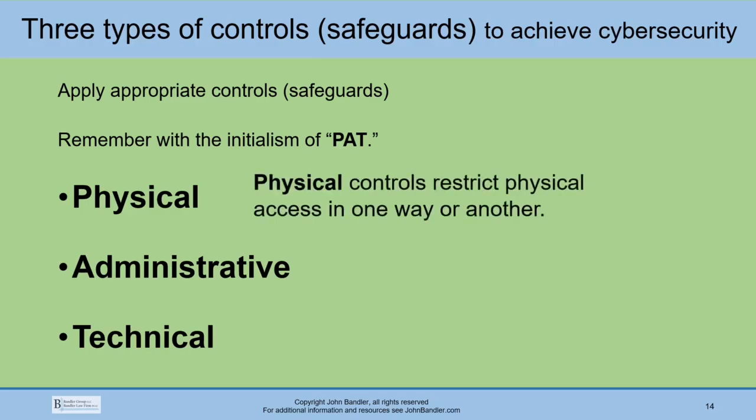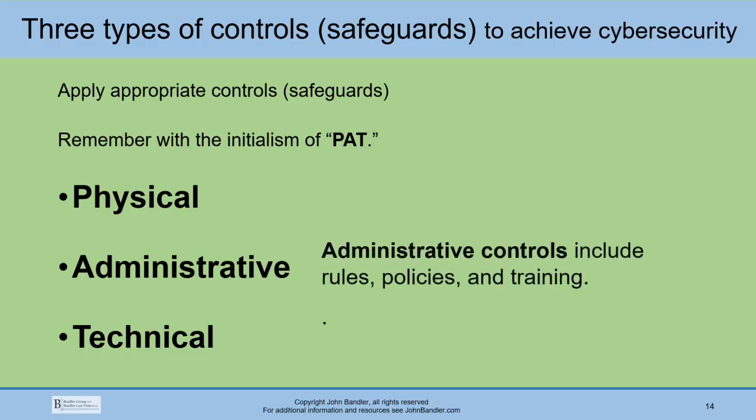Physical controls restrict physical access in one way or another. For example, if you keep good physical control of your smartphone when you're in a restaurant or a bar or wherever you are, that's a good physical control. But if you leave it on the table unattended where someone could grab it, then maybe you might wish you had better physical control over it.